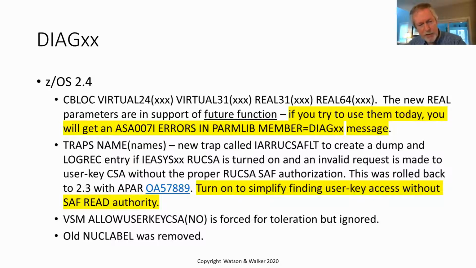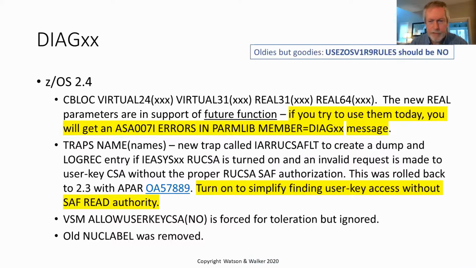On 2.4, just to point out, allow user key CSA is forced to no, because you can't have user key CSA on 2.4, and they removed an all nuke label. Okay, last one on this, use ZOS V1R9 rules. This is tied back to that mem DSNQ management from earlier. Again, we recommend that should be set to no.